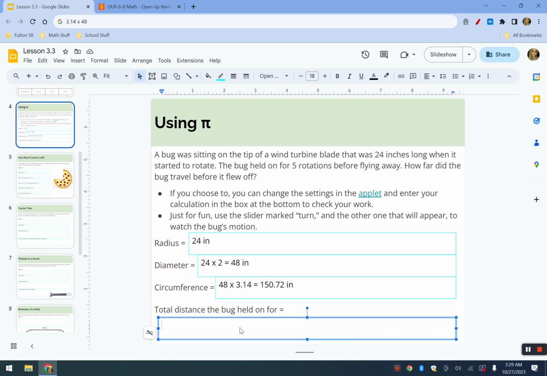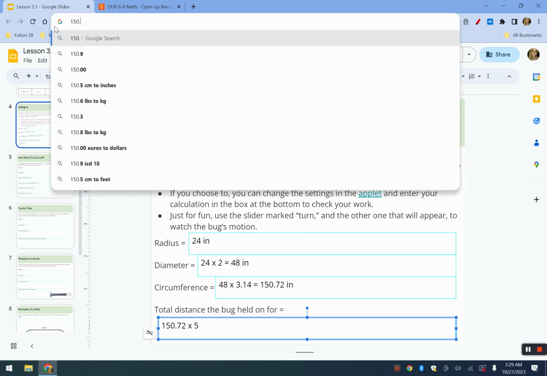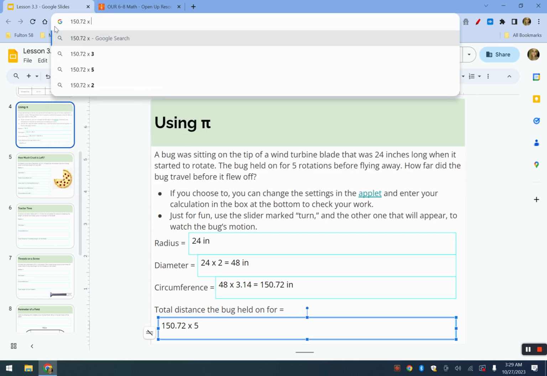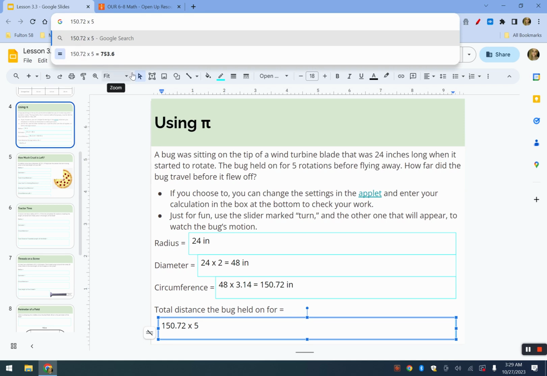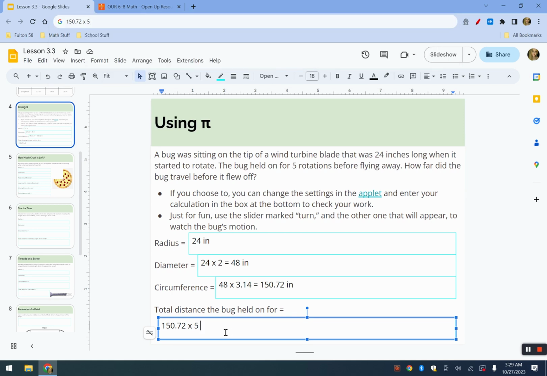So to find the total distance that the bug held on for, we take the circumference, which would be 1 rotation, and multiply it by the number of rotations that we are going. And so in this case, it's going to be 5. So we're going to take 150.72 and then multiply it by 5. That is 753.6.